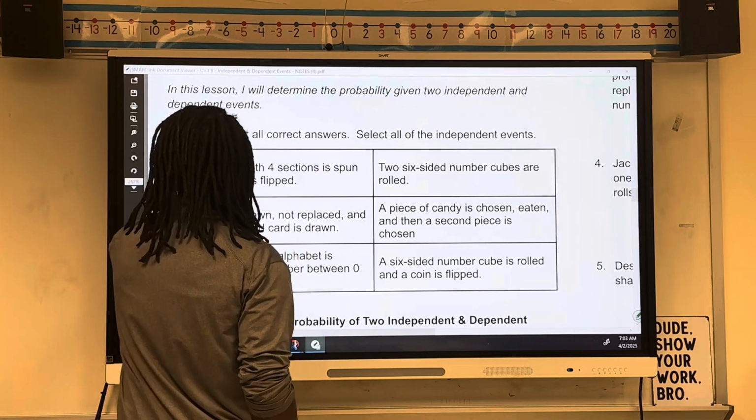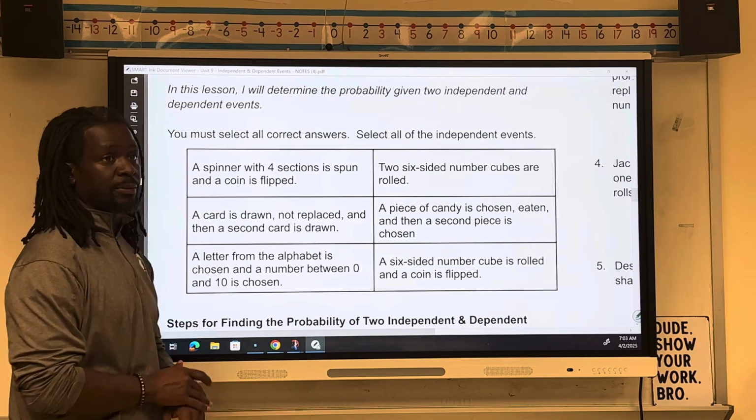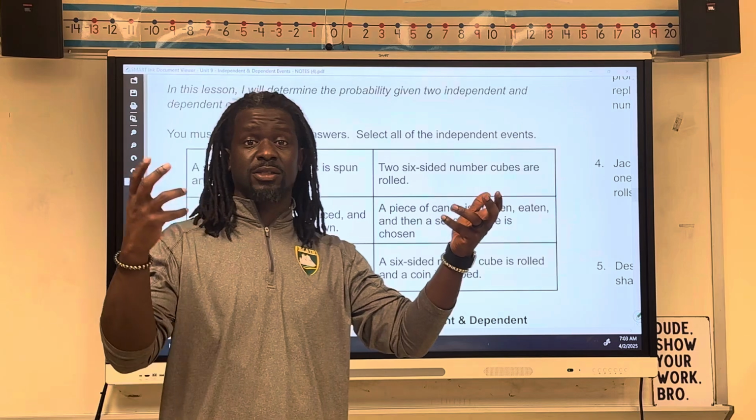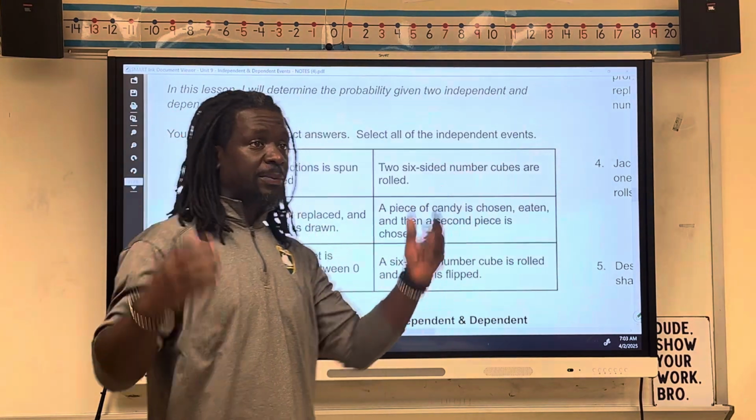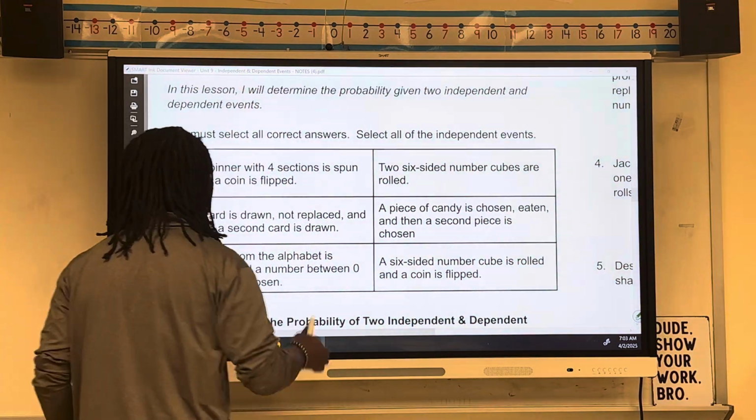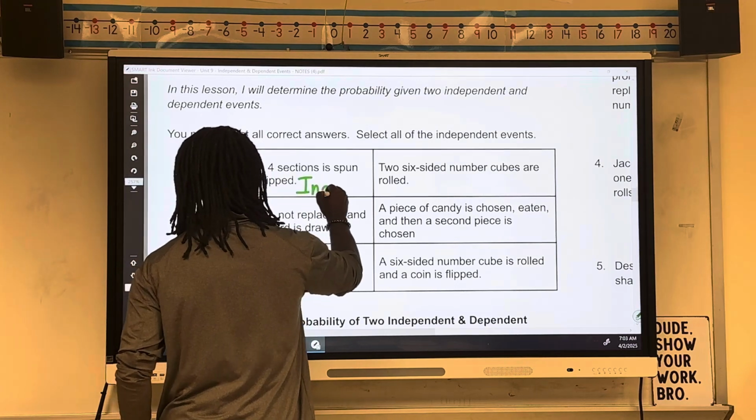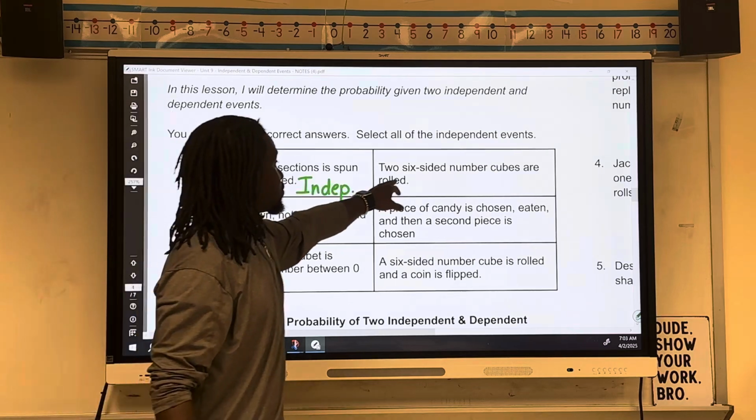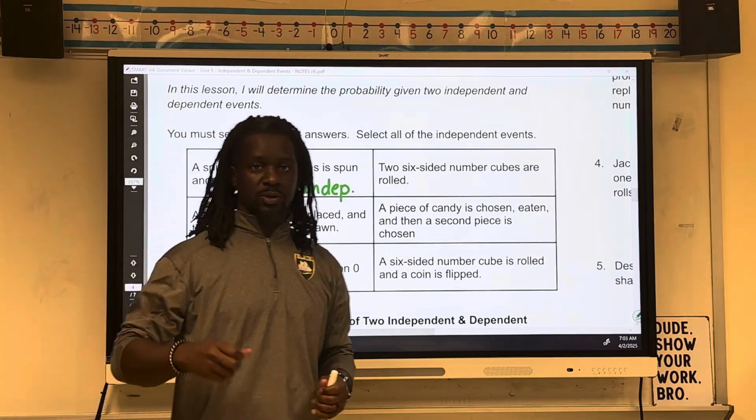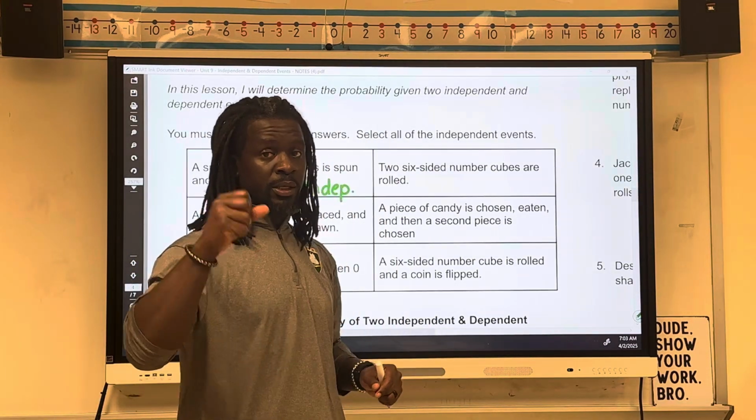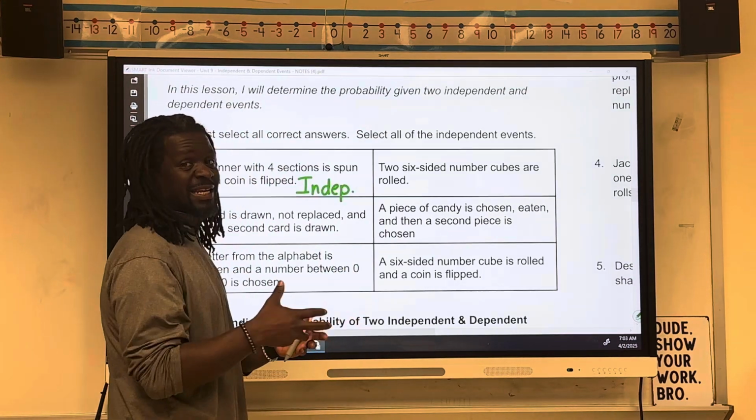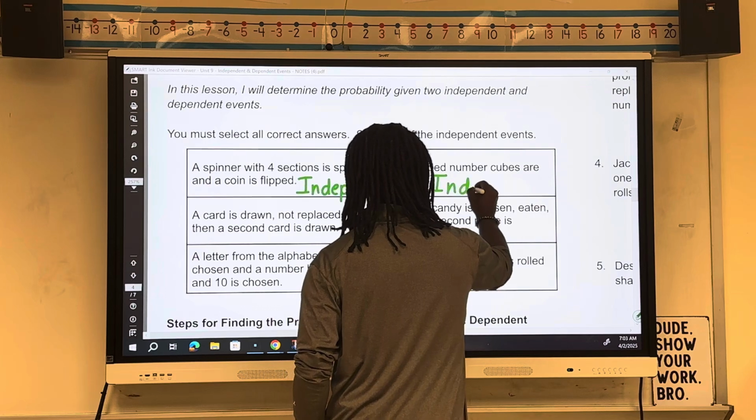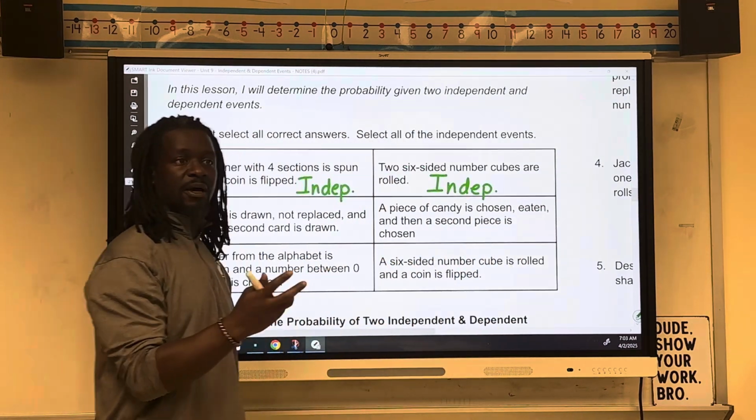A spinner with 4 sections and a coin is flipped. When you spin a spinner and then flip a coin, does spinning the spinner affect the flipping of the coin? The answer is no, so that is independent. When you roll 2 six-sided number cubes, 2 dice, does one roll have any effect on the second roll? The answer is also no. Therefore, it is independent.